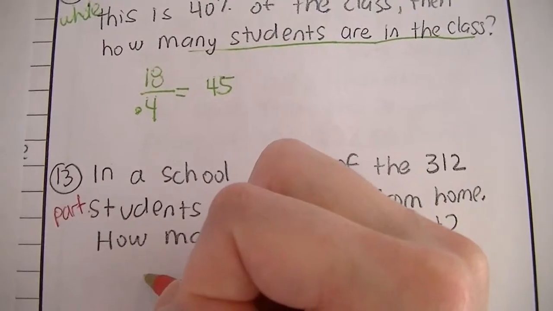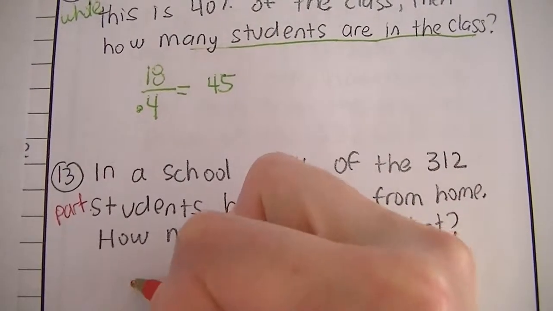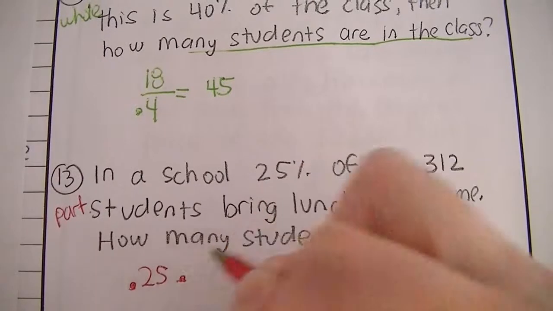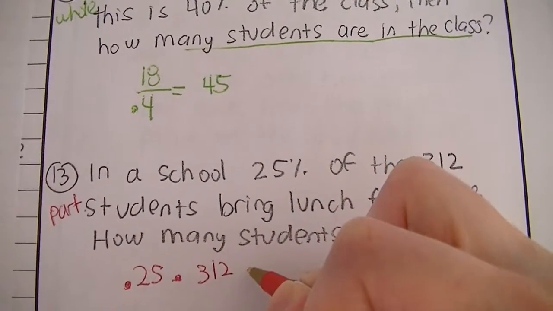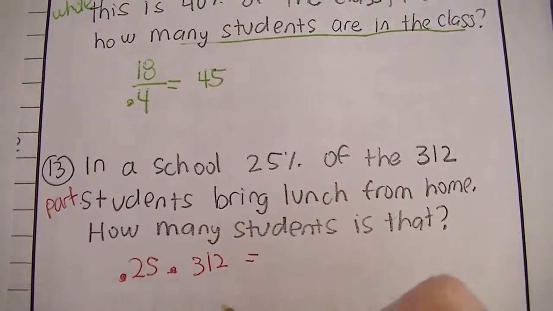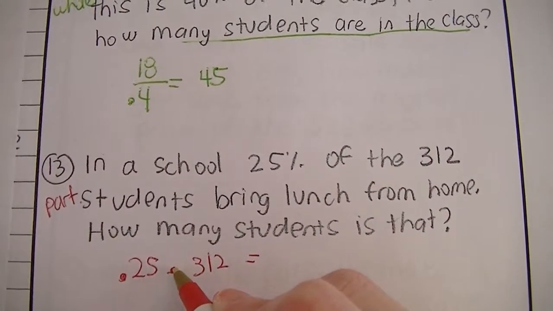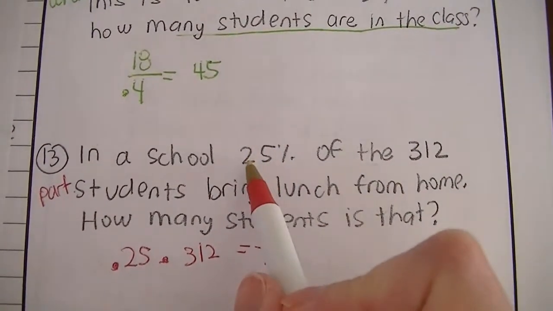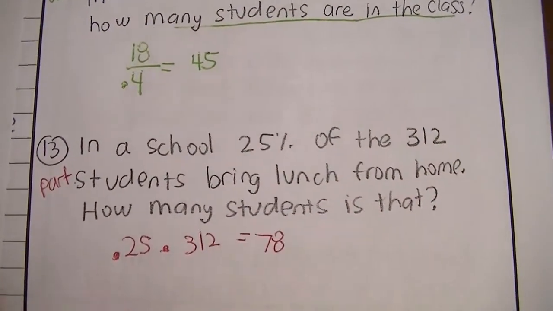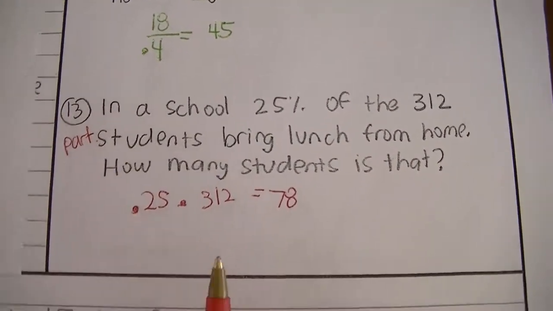So for the part, I'm going to go decimal version of the percent times the whole, 312, and that's going to give me 25 hundredths times 312 is 78. 78 students is 25% of the 312 students total.